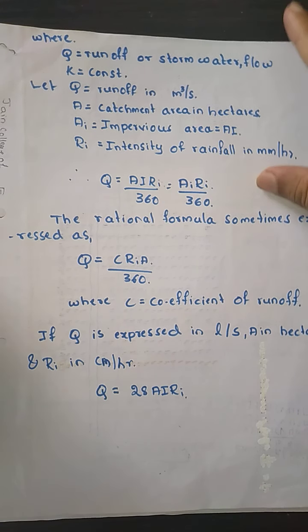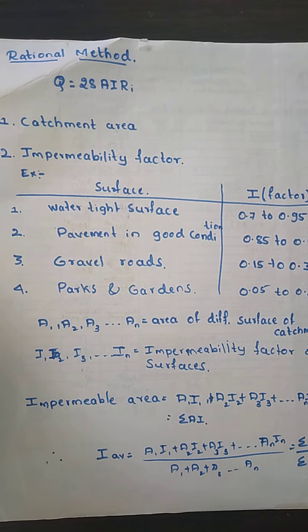In today's class we will see how this rational method depends on other factors, and what additional requirements we need in order to solve the problem. That is what we are going to discuss now. In the rational method, to determine the storm water flow or wet weather flow, Q = 28 Ai Ri. This we have seen just now.